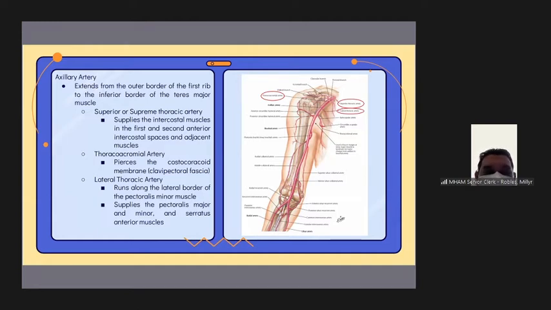Next, we have the axillary artery, which extends from the outer border of the first rib to the inferior border of the serratus major muscle. For the branches of the axillary artery, you have the superior or supreme thoracic artery, which supplies the intercostal muscles in the first and second anterior intercostal spaces and adjacent muscles. Next is the thoracoacromial artery, which pierces the pectoral fascia, or clavipectoral membrane. Next is the lateral thoracic artery, which runs along the lateral border of the pectoralis minor muscle and supplies the pectoralis major and minor, as well as the serratus anterior muscles.